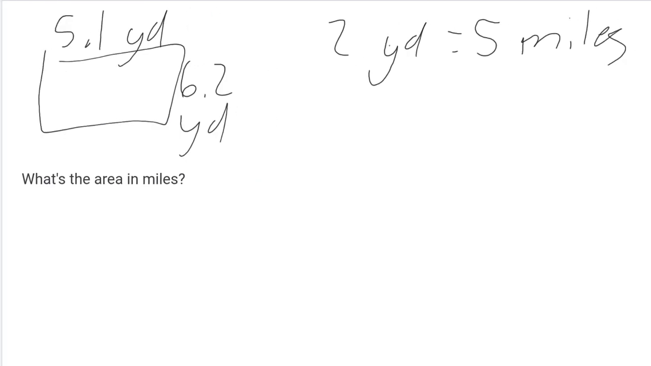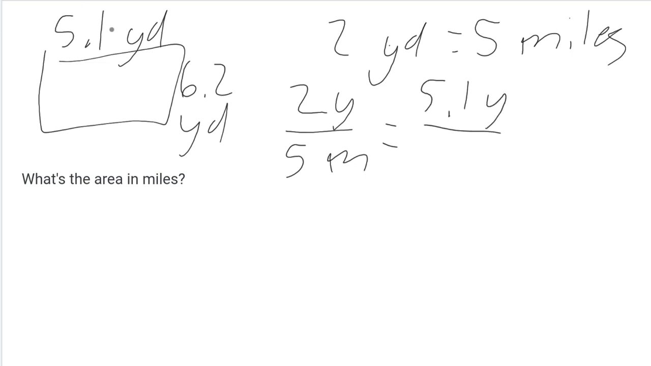So what we could do next is we could figure out what's the area of the actual thing in miles. So we have a picture in yards, and we have to figure out what it is in miles. So our ratio is 2 yards to every 5 miles. So then I would say 5.1 yards, so that yards match on the top part of the fraction. And I don't know how many miles that is in the actual picture.